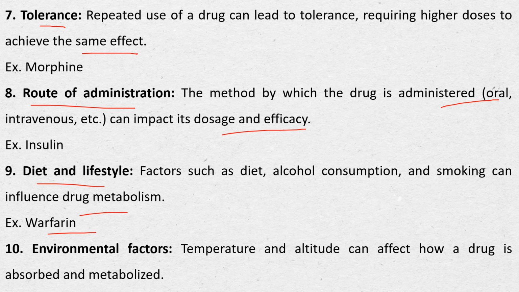Next factor is environmental factor. Temperature and altitude can affect how a drug is absorbed and metabolized. For example, let's see cetirizine. During high pollen seasons, individuals may experience more severe allergy symptoms and might need to increase their cetirizine dosage, and in low pollen environments, a lower dose might be sufficient to control the symptoms.